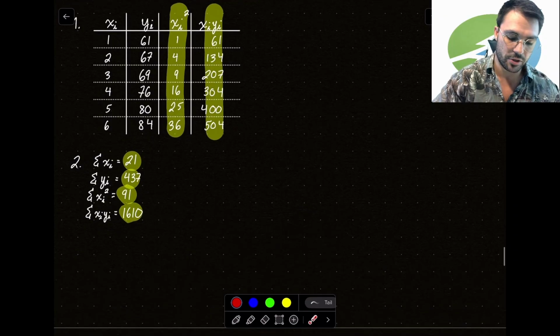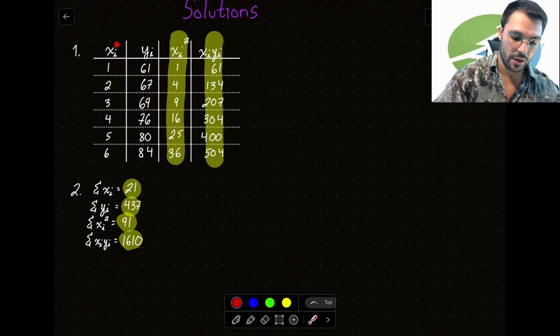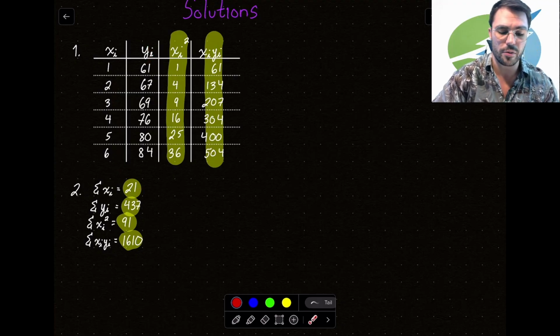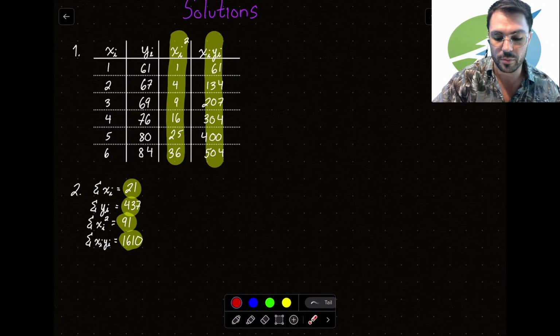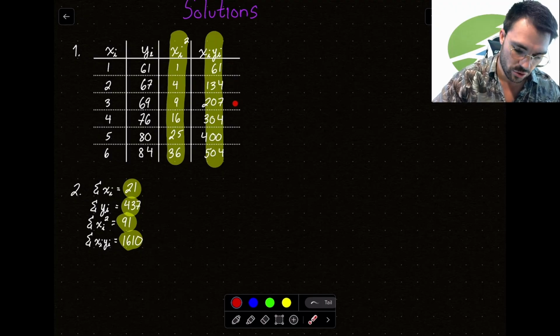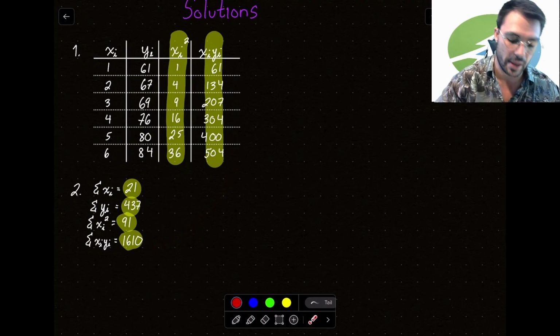Cool. All right, step 2, find the summation of each column. The summation of x sub i column, 1 plus 2 plus 3 plus 4 plus 5 plus 6 gives us 21. Summation of y sub i column, 61 plus 67 plus 69 plus 76 plus 80 plus 84 gives us 437. Summation of the x sub i squared column, 1 plus 4 plus 9 plus 16 plus 25 plus 36 is 91. And lastly, the summation of the x sub i times y sub i column is 61 plus 134 plus 207 plus 304 plus 400 plus 504 gives us 1,610.